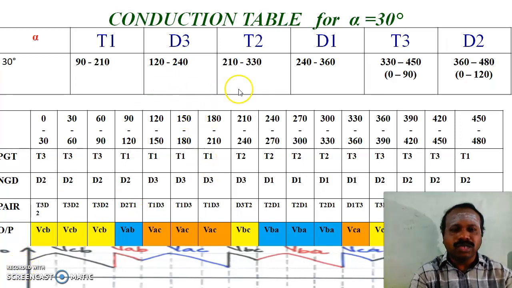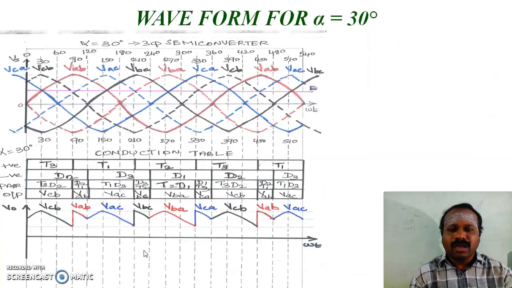The table shows the conduction table for alpha equal to 30. For alpha equal to 30, also it has 6 output pulses. And it is the waveform for alpha equal to 30 degree.